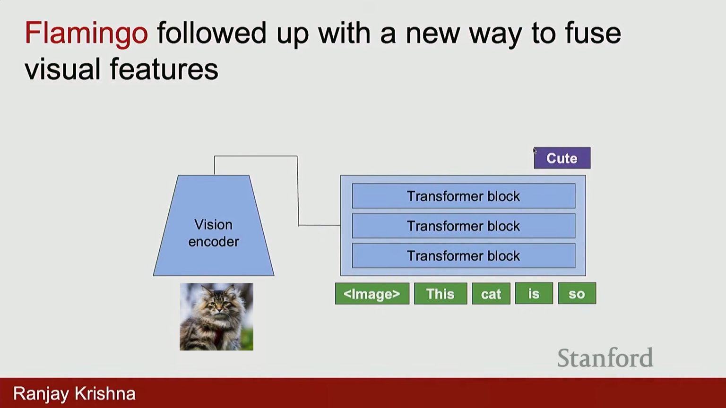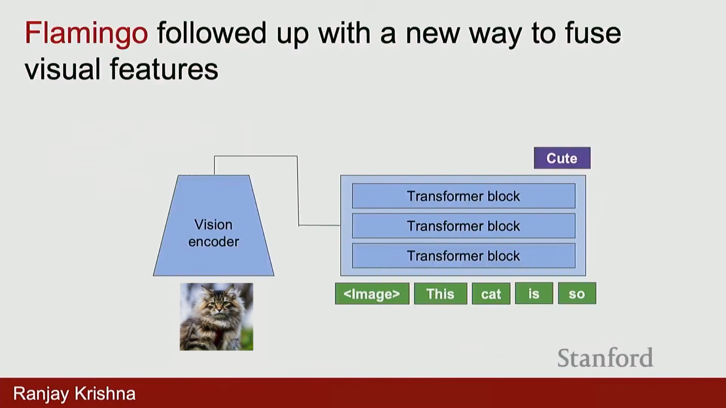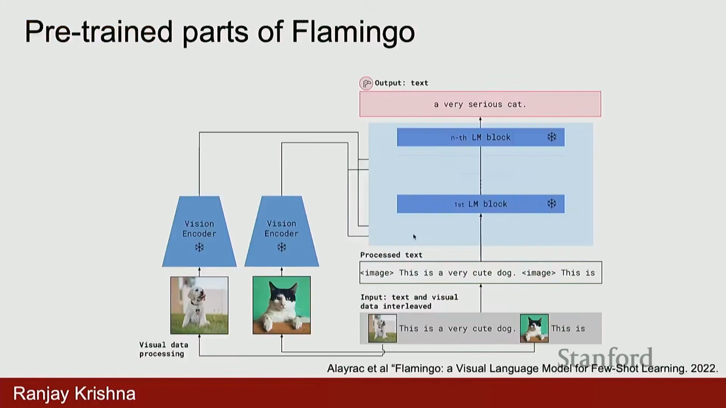But the place where they innovated is how do you do that fusing of these different features? So in LLaVA, you had the features coming in through a linear layer and fed in as part of the input. In Flamingo, what they did instead was they basically took all the features coming out of your vision encoder and fed them into every layer of your LLM. Okay, so they had to make some changes to the LLM architecture itself, and this is how they made those changes.